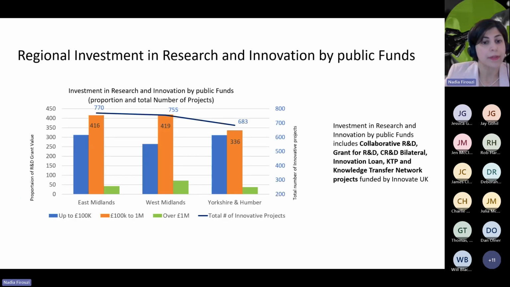This chart specifically shows regional investment in R&D projects in the East Midlands, West Midlands, and Yorkshire and the Humber by Innovate UK. Most projects receive funding between 100K and 1 million, with fewer projects exceeding £1 million. The East Midlands lead with 770 projects, closely followed by the other two regions, so they are not very different in these terms.